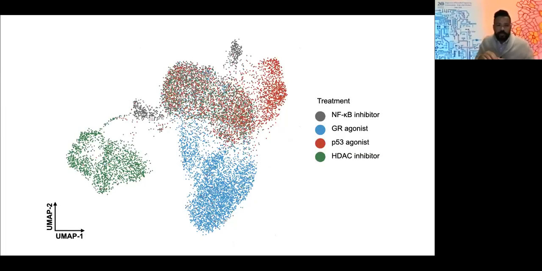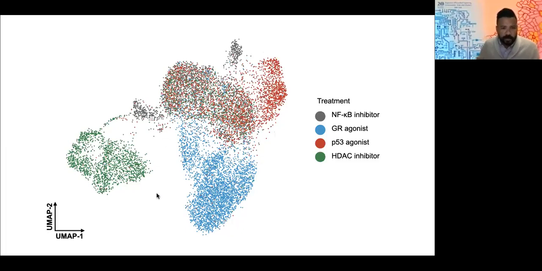Now, here I'm presenting to you a UMAP embedding that has the results of this experiment. Now, for those of you who may not be familiar with a UMAP, UMAP is just a low dimensional representation of the relationship between cells. So 2 cells that are closer to each other in UMAP space are more similar in gene expression space. Now, here every dot is a cell, and they're colored by the treatment to which they were exposed, and we see that there is clear segregation depending on the drug that a cell was exposed to.